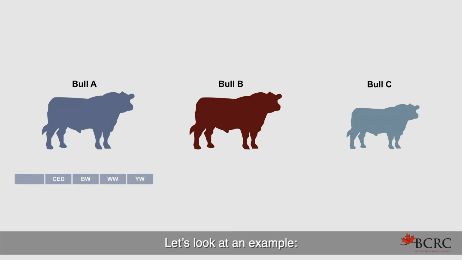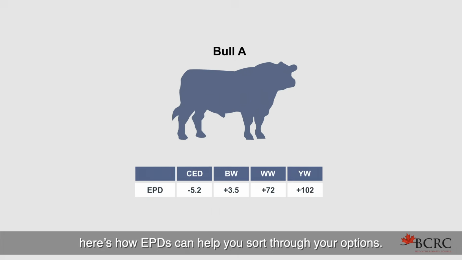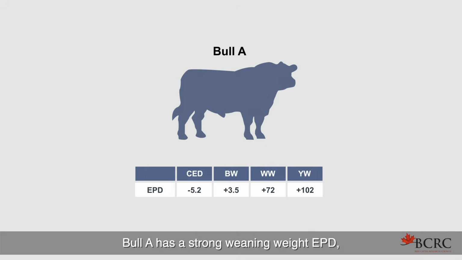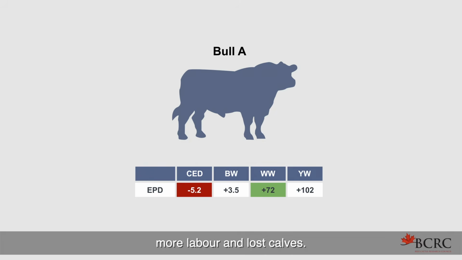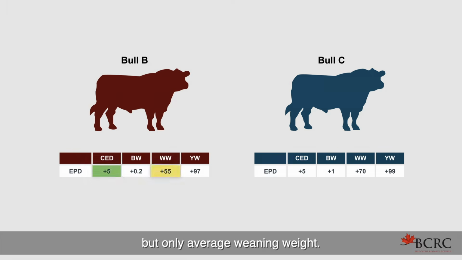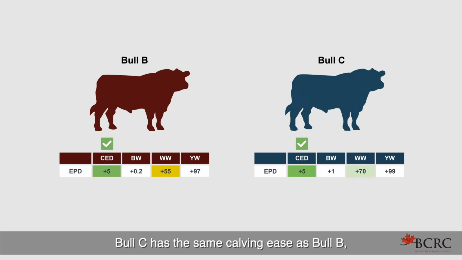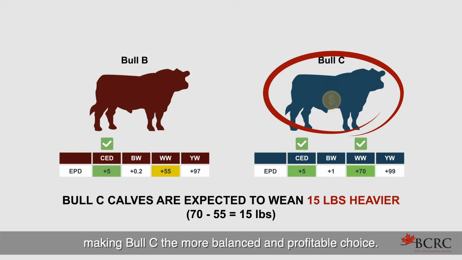Let's look at an example. If your goal is heavier calves at weaning, here's how EPDs can help you sort through your options. Bull A has a strong weaning weight EPD, but his poor calving ease makes him too risky because more assisted births means more labor and lost calves. Bull B offers good calving ease but only average weaning weight. Bull C has the same calving ease as Bull B, but his calves are expected to wean 15 pounds heavier. That extra weight will add up over a calf crop, making Bull C the more balanced and profitable choice.